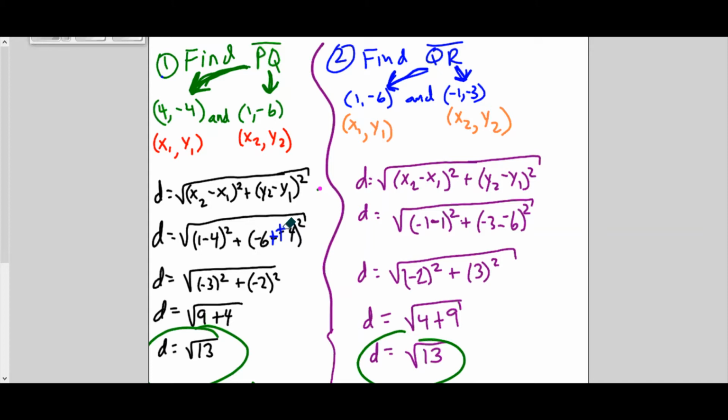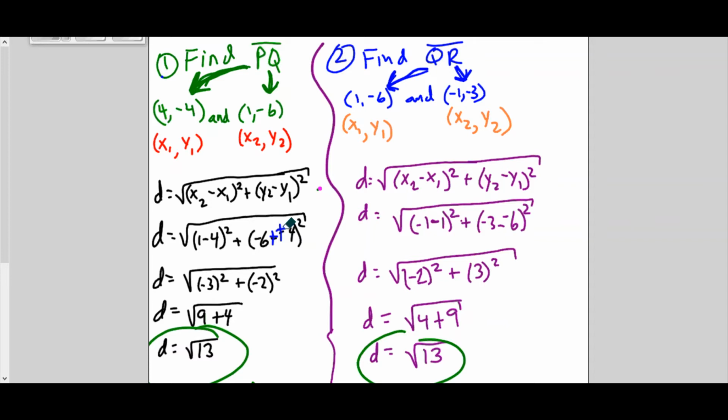Then I'll do negative 3 squared because 1 minus 4 gets me negative 3, plus negative 2 squared because negative 6 plus 4 is negative 2. So negative 3 squared, negative 3 times negative 3, is positive 9, and negative 2 squared means negative 2 times negative 2, which is positive 4. So my distance for the first one is the square root of 13.